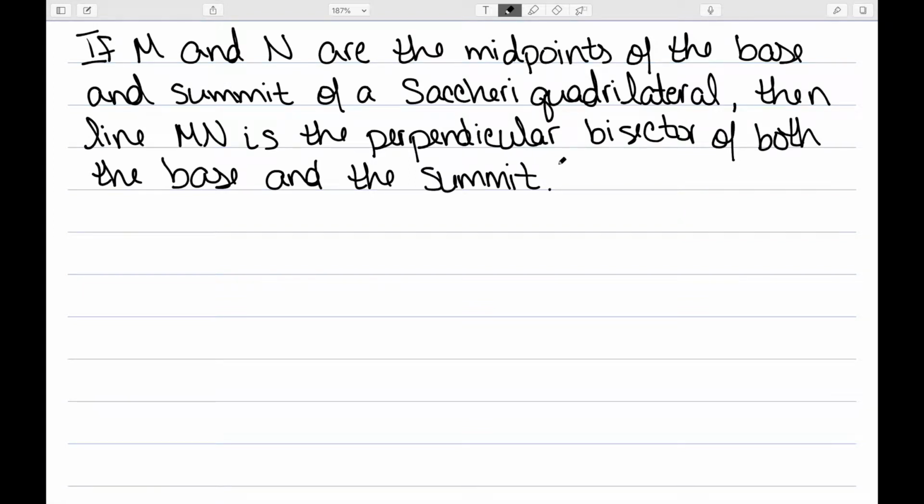The next thing I want to show: if M and N are midpoints of the base and the summit of a Saccheri quadrilateral, then the line MN is actually the perpendicular bisector of both the base and the summit. So here I have my picture. I know that M is the bisector here, and N is the bisector of the summit.